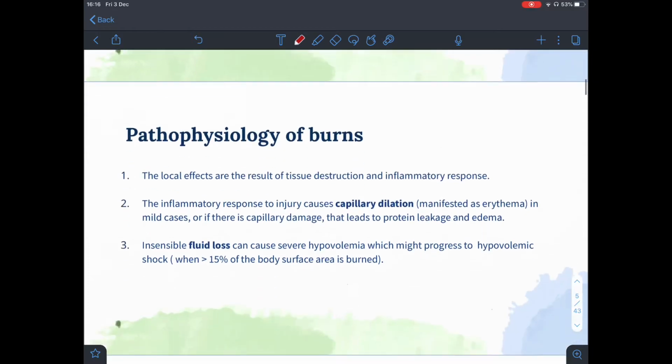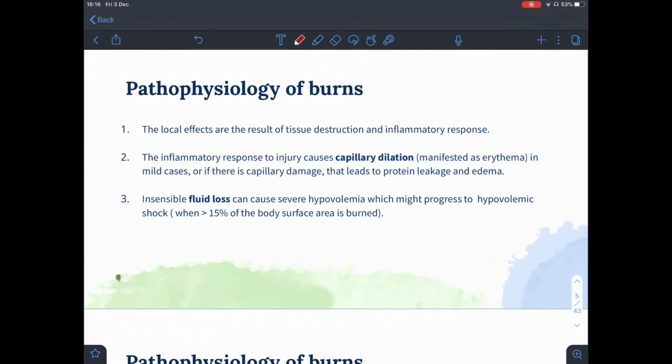طيب physiology of burns. local effects اللي راح تظهر عندنا: الإحمرار، الألم، blister formation هو a result of a tissue destruction and an inflammatory response. This inflammatory response will lead to capillary dilation. راح يطلع manifested as erythema اللي هو الإحمرار أو redness of skin in mild cases. لكن إذا كان الكابيلاري مو بس dilated لا damaged، راح يصير فيه leakage للبروتينز وإديمة.